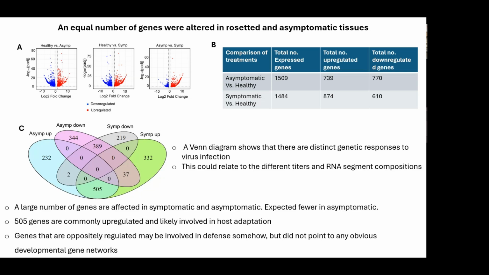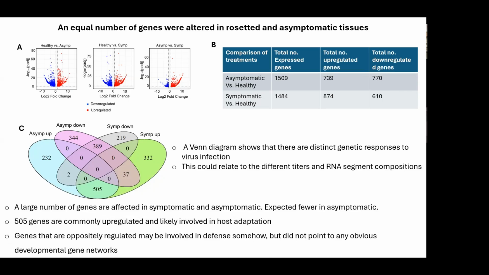We identified 1484 genes which were differentially expressed in symptomatic. When we looked at the downregulated and upregulated genes in these 1484, we found that 874 genes were upregulated in symptomatic, and 610 were downregulated in symptomatic.